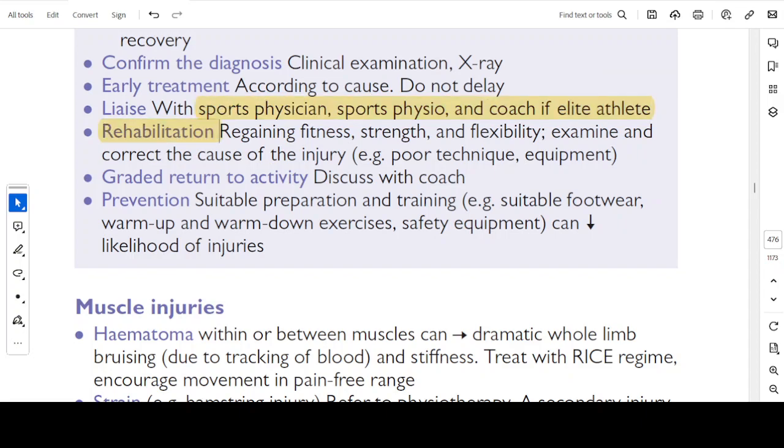Rehabilitation regarding fitness, strength and flexibility: examine and correct the cause of injury, such as poor technique or equipment. Graded return to activity, discuss with the coach. Prevention: suitable preparation and training. Suitable footwear, warm up, warm down exercises and safety equipment can decrease the likelihood of further injuries.